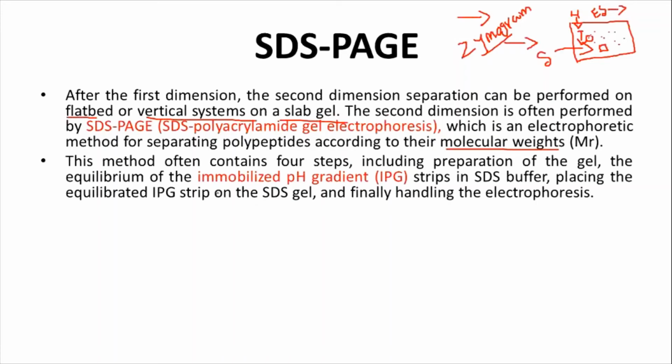So this type of electrophoresis is called immobilized pH gradient. Immobilized pH gradient, please keep in mind. Yes, because some of these substrate molecules may be immobilized.